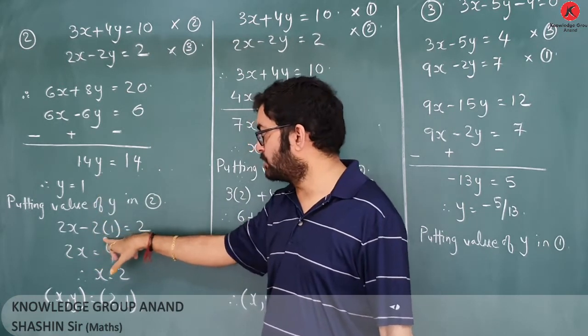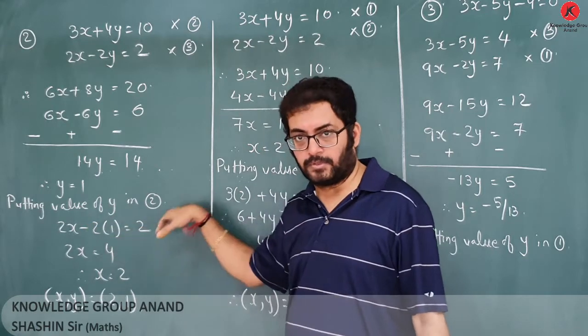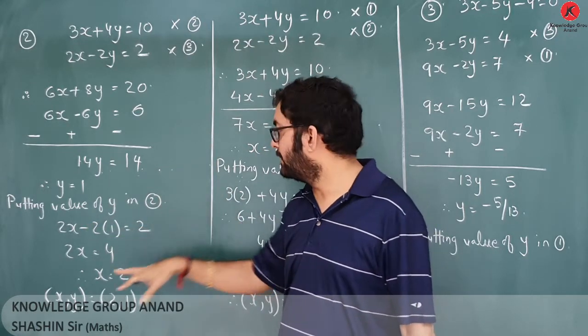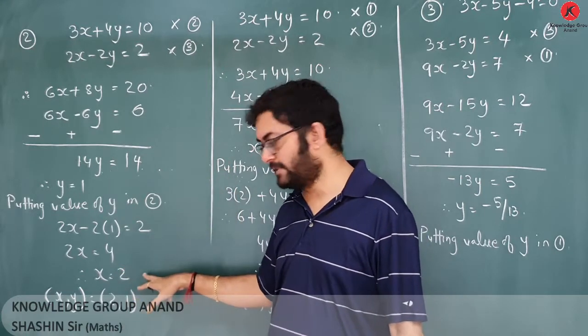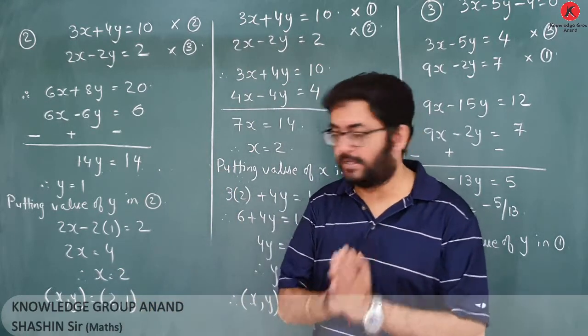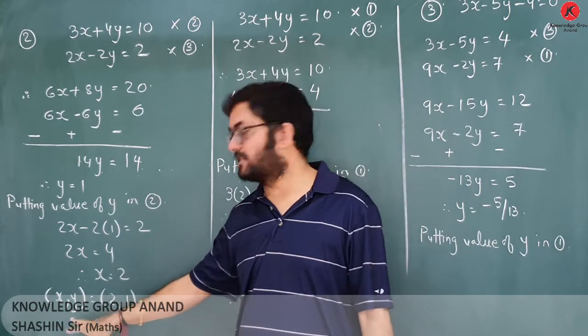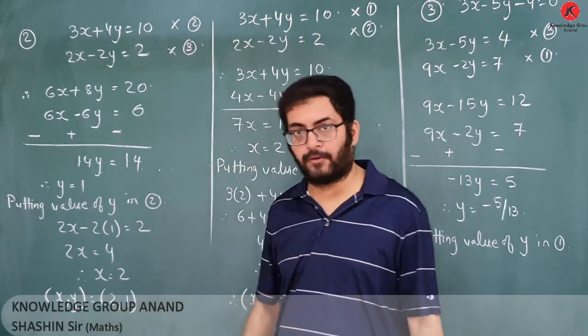So 2x minus 2 is equal to 2. Minus 2 comes on the right hand side. It adds up, so 2x is equal to 4. That means now the value of x is 2. So the final answer is solution set (x, y) is (2, 1).